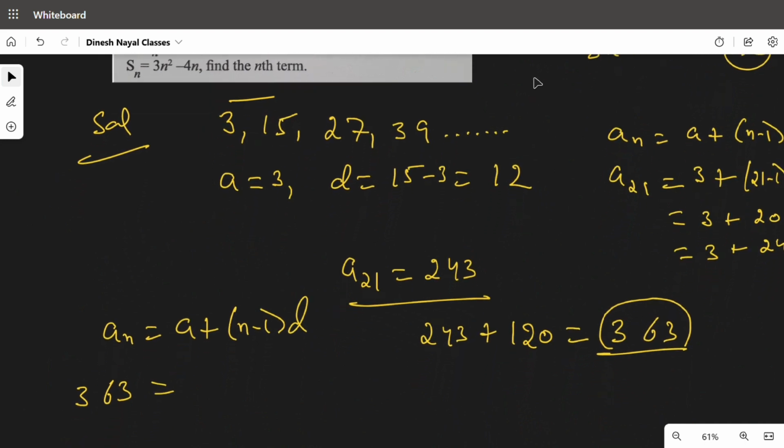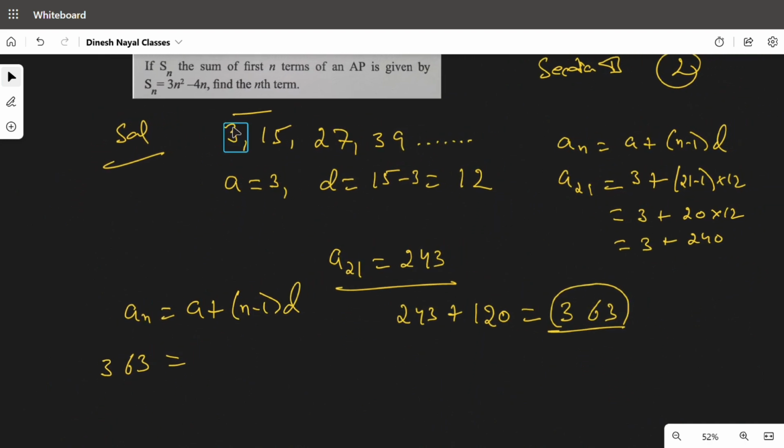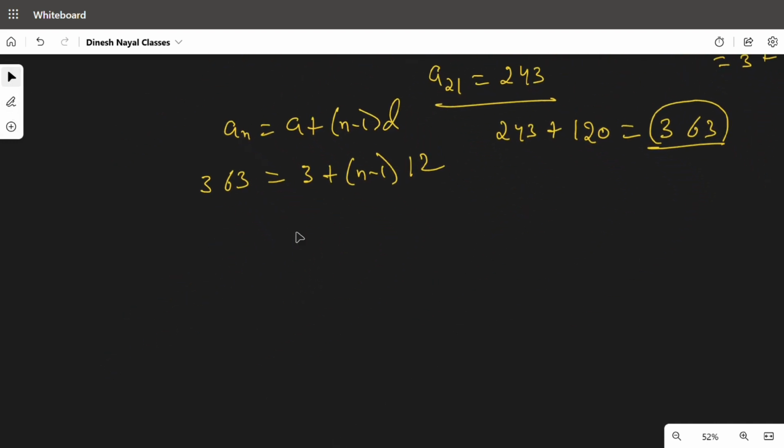Yes, this is the AP. A is 3. So we are using 3 over here, plus n, we have to find, (n minus 1). D is how much? D is 12. So we have to solve this equation to get the value of n.